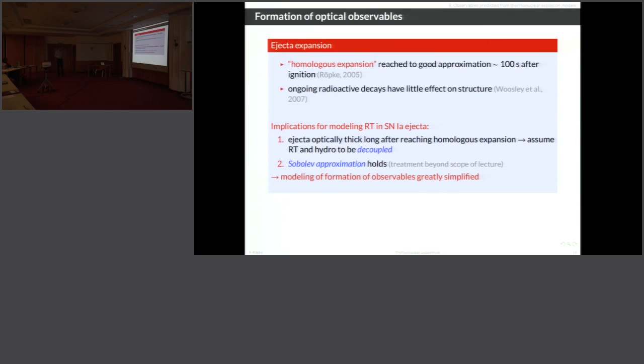Another thing, which I will not talk about in much detail here, is that the Sobolev approximation holds. This is an approximation that makes the treatment of the radiation transfer much more efficient, much easier. It has to do with the expansion of the material and the redshifting of the photons relative to the expanding material. The idea is that the photons redshift through lines instantaneously in space. So this leads to an approximation that makes the calculations much easier.